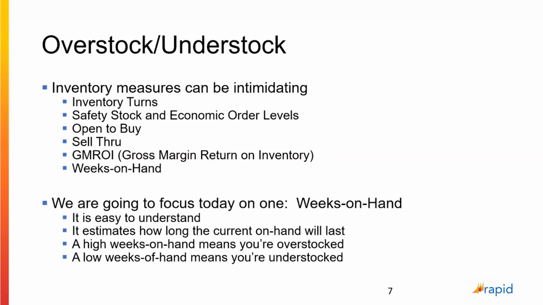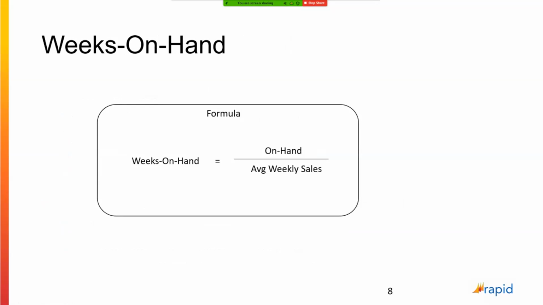And I selected it because I think it's one of the easiest of all of those different terms to understand and to grasp. What weeks on hand simply does is it estimates how long the current on hand is going to last. And so if we have a very high weeks on hand, that could mean that we're overstocked. And if we have a very low weeks on hand, that could mean that we're understocked. So let's take a look at this.